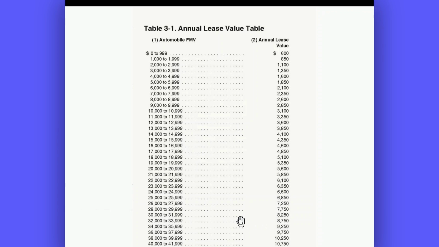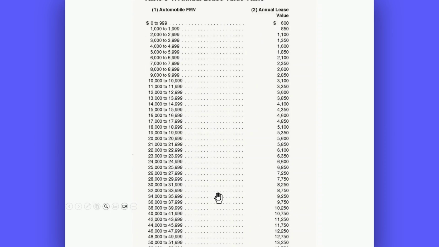So again, the employee is keeping track of their personal miles, including their commuting miles and their business miles, and they were reporting that to you as the employer. You compute a percentage of their personal use, you multiply that by $8,250, and you include that in their W-2 for the year. That's how this works.